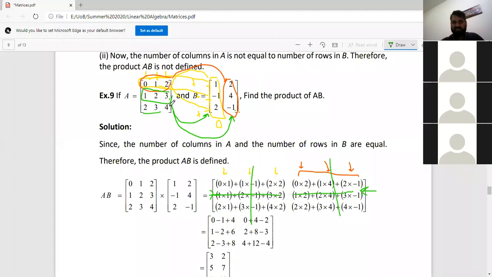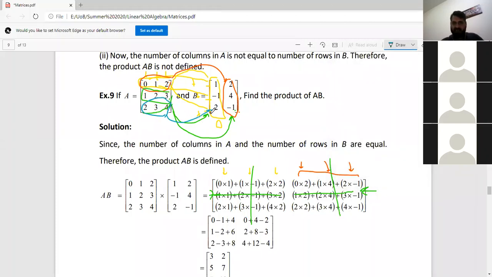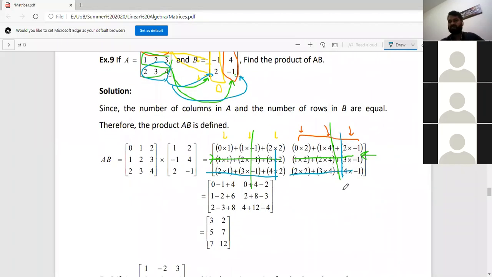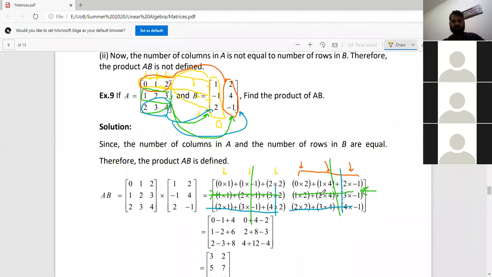Similarly, this third row with first column and third row with second column. So that's how you got all the numbers. Just tell me if you understood this part. Multiplication is a little complicated, but with just one or two examples by hand, you can easily master it. Any step which you could not remember?